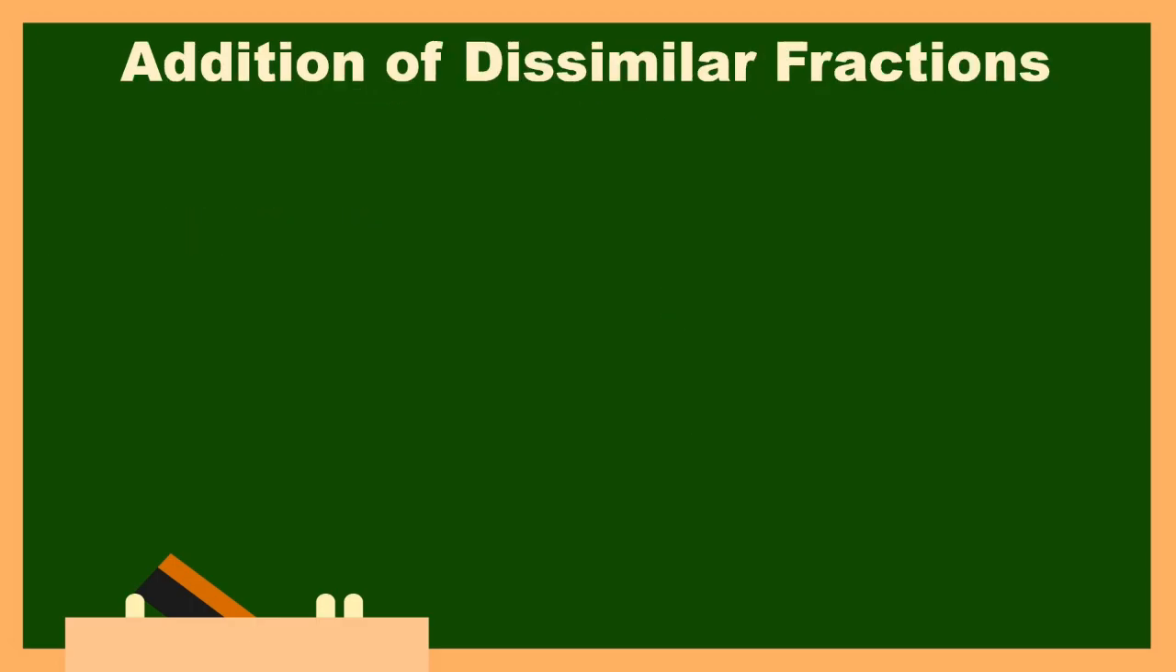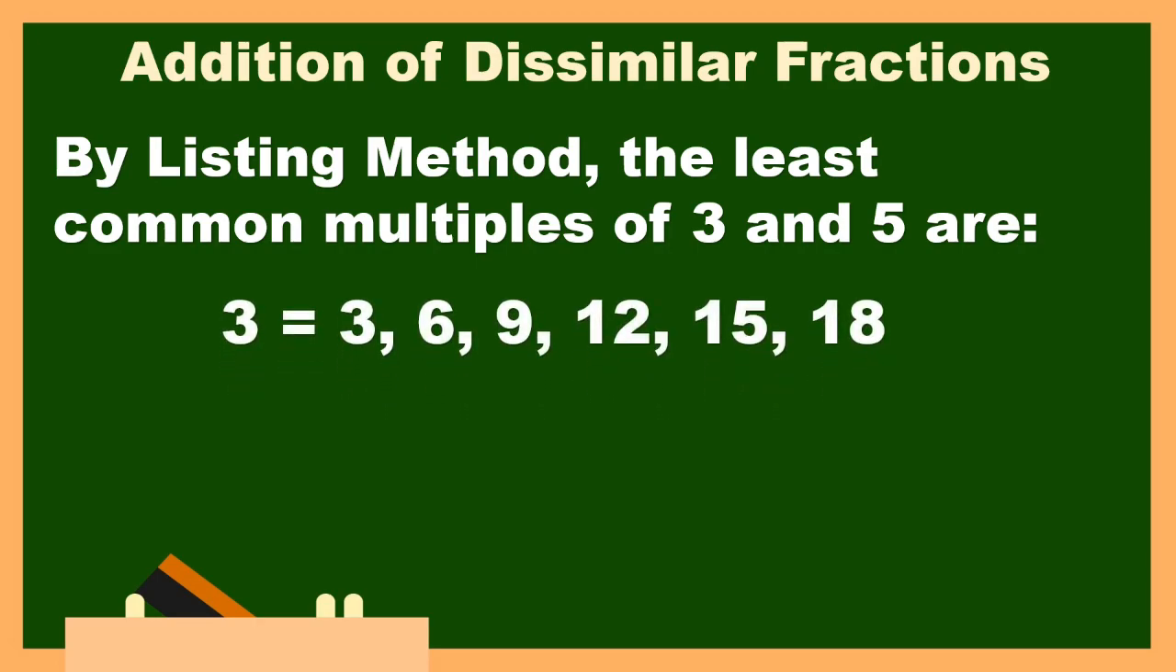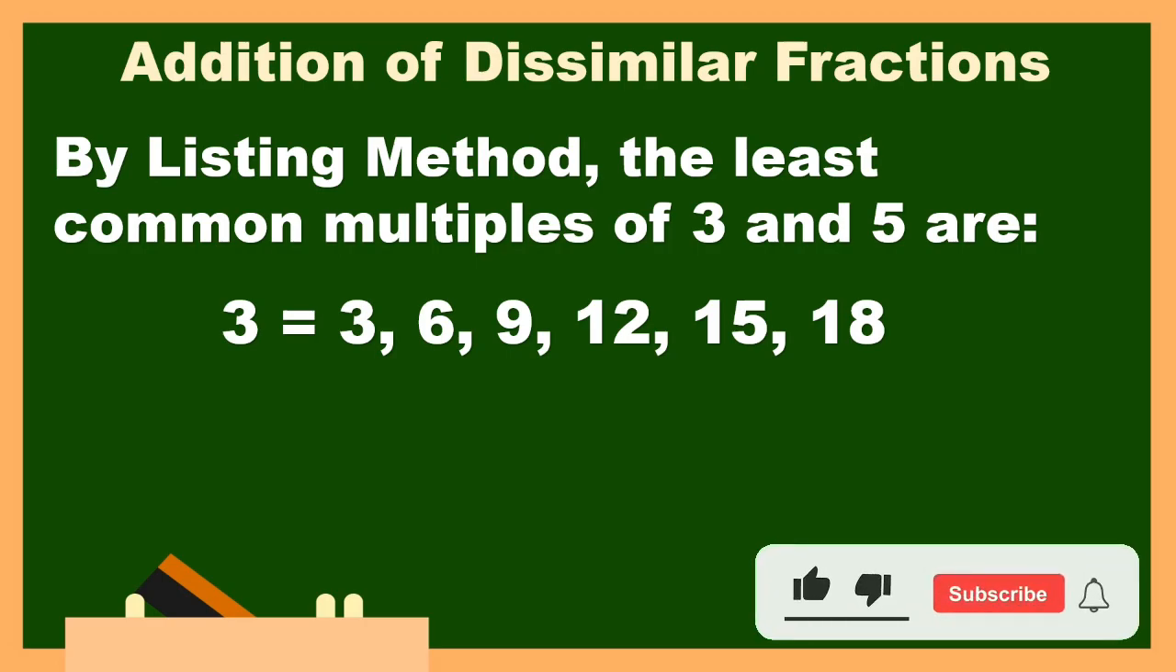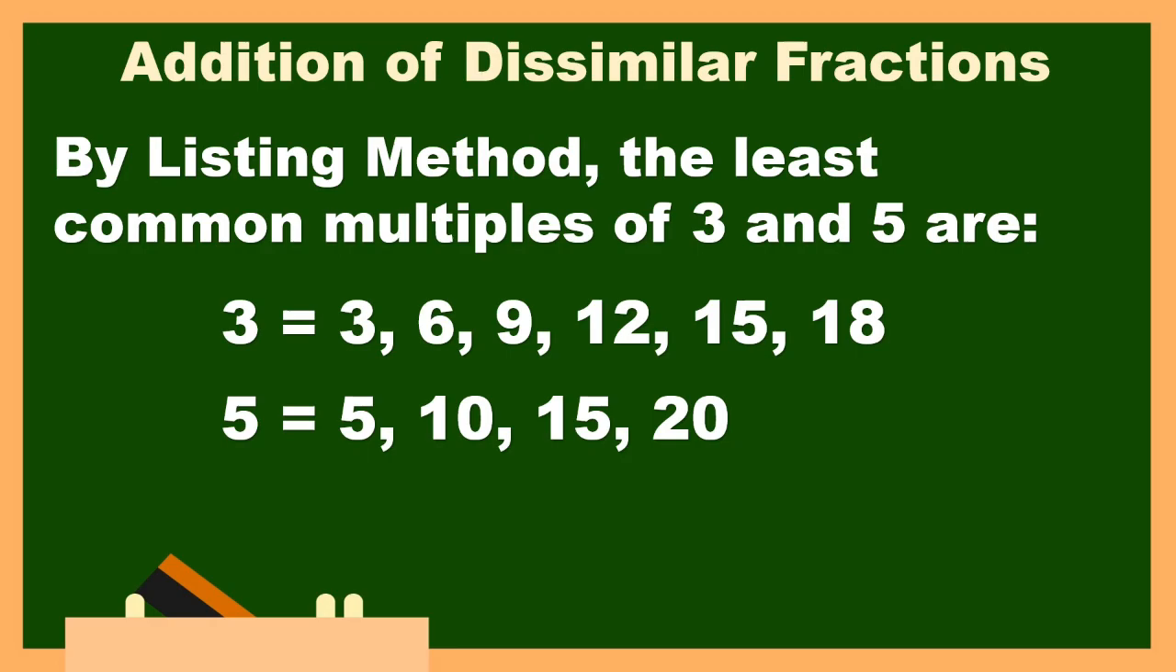By listing method, the least common multiples of 3 and 5 are, so for 3, ang kanyang multiples ay 3, 6, 9, 12, 15, and 18. And for 5, ang multiples niya ay 5, 10, 15, and 20. So, makukuha po itong multiples na to kung susundan niyo po ang multiplication table. So, hanapin natin ang kanilang common multiples. So, we have 15. And that will be our LCD.